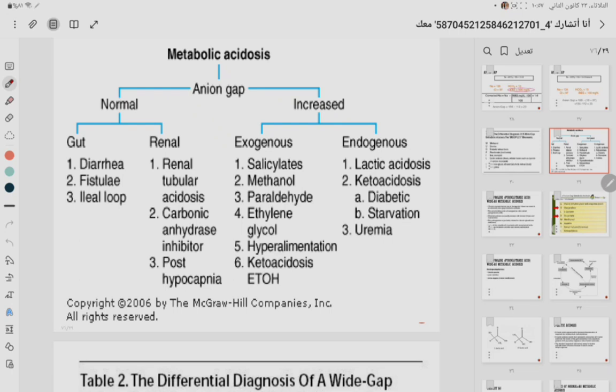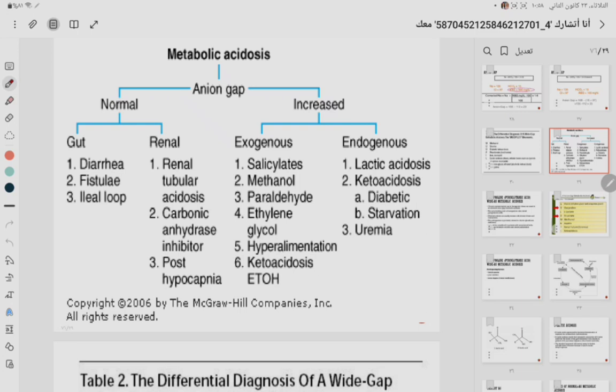Increased anion gap, or wide anion gap. We have exogenous and endogenous causes, and we have a mnemonic, MUDPILES. How to remember that? Methanol, uremia, DKA, diabetic ketoacidosis, phenformin or metformin, paraldehyde, isoniazid, lactic acidosis, ethylene glycol, and salicylate, okay?